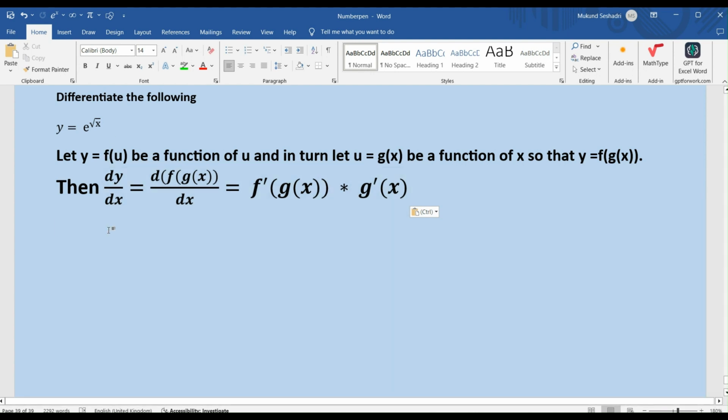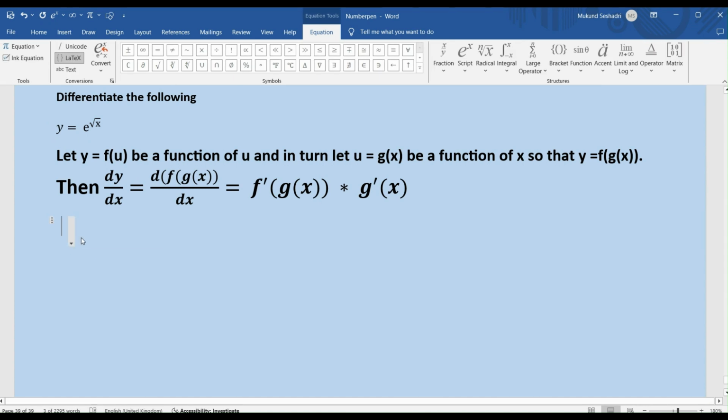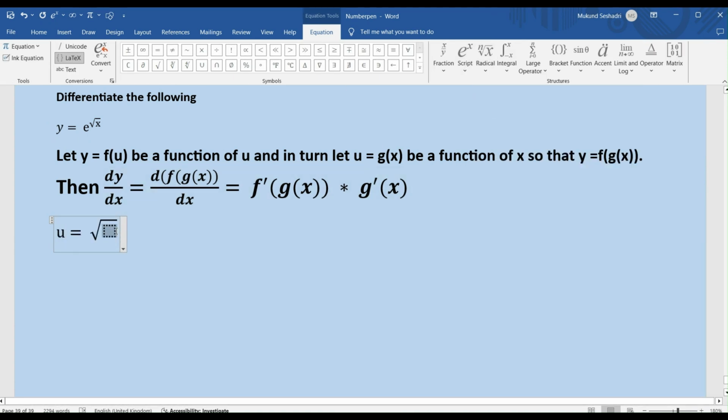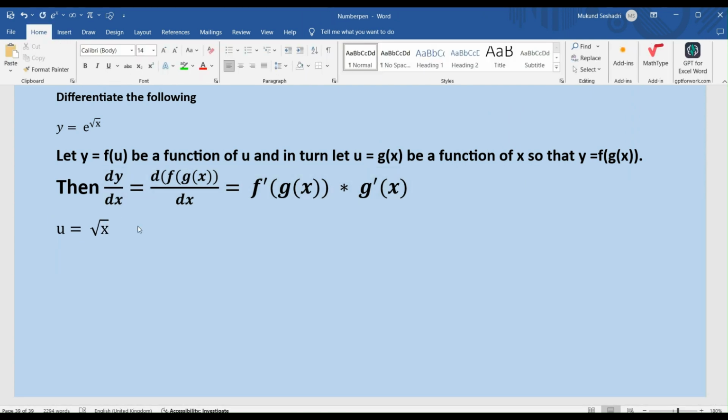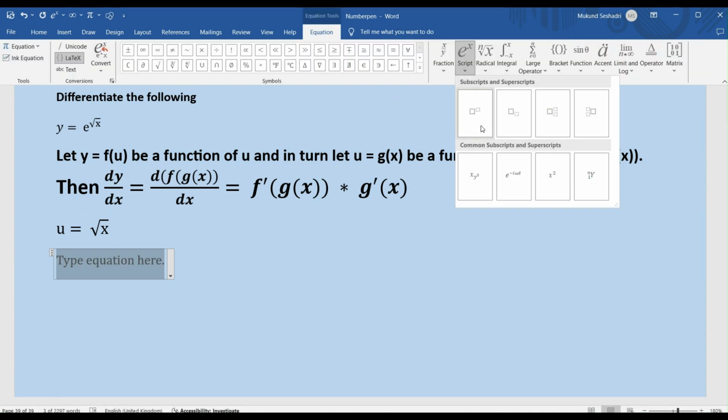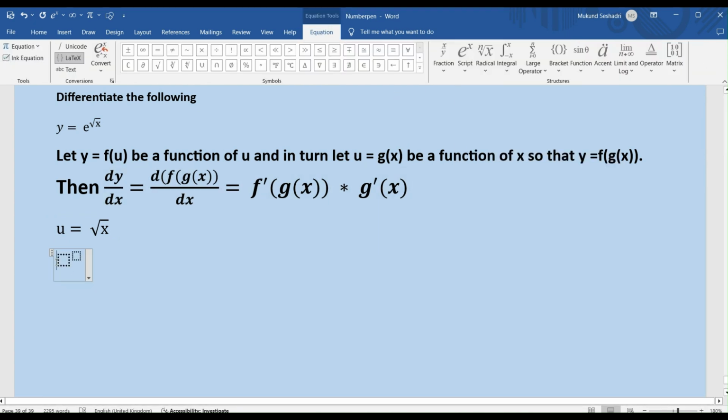So what is my u here? My u is nothing but root x. So let's do that substitution: u equals root x. I can write my u as x to the power half, right? That's nothing but our square root, folks. So let me write that.